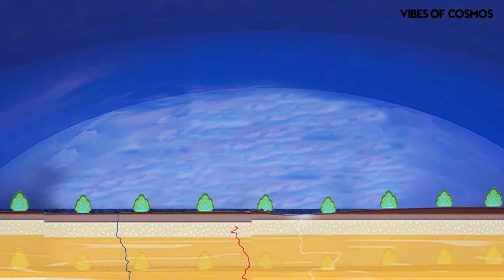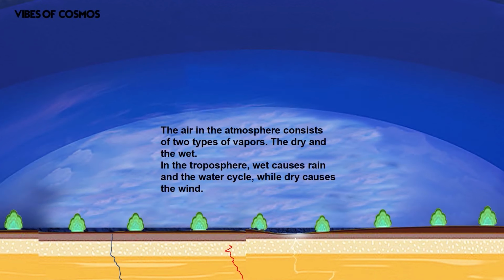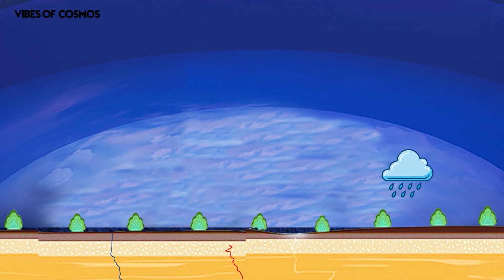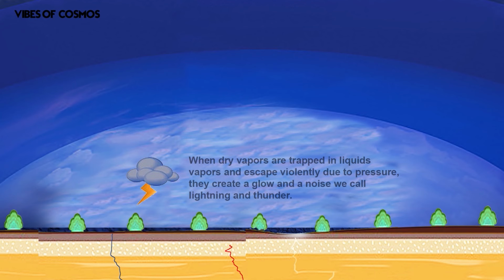The air in the atmosphere consists of two types of vapors, the dry and the wet. In the troposphere, the wet causes rain and the water cycle, while the dry causes the wind. Air and water. When the liquid vapors prevail, rain is caused. When dry vapors are trapped in liquid vapors and escape violently due to pressure, they create a glow and a noise we call lightning and thunder.